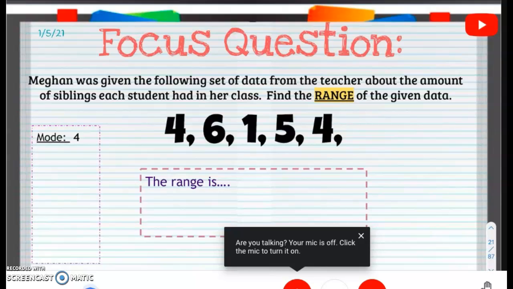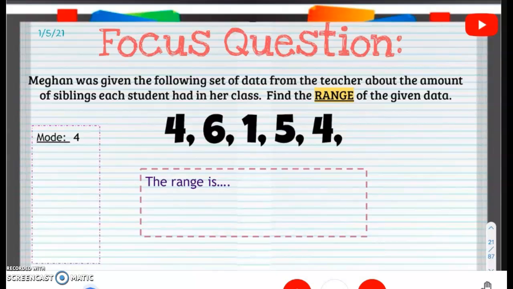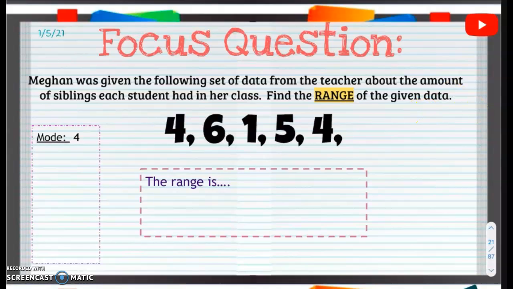So Megan was given the following set of data from the teacher about the amount of siblings that each student had in her class. So remember, we looked at this yesterday. We are now going to find the range because we already found the mode to be 4. Remember that mode meant most? So that mode was 4, but now we're going to find something called the range.